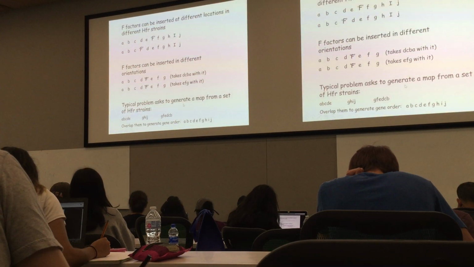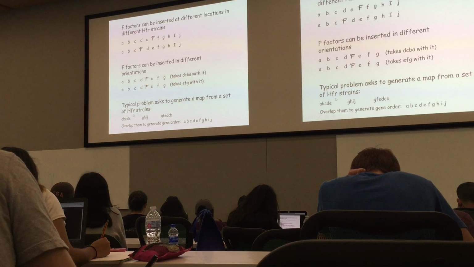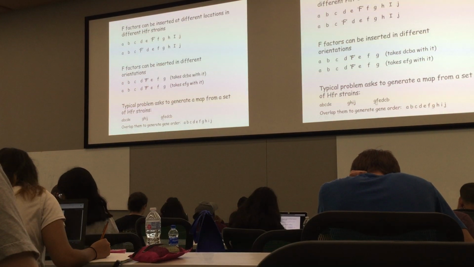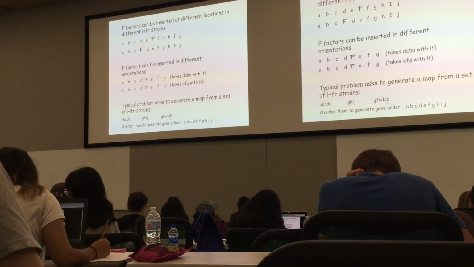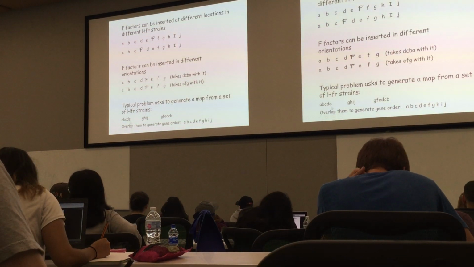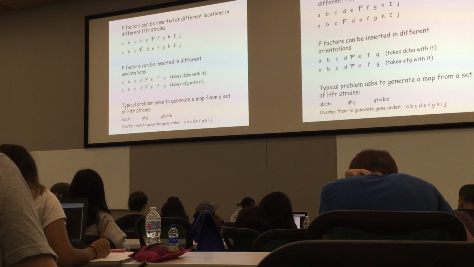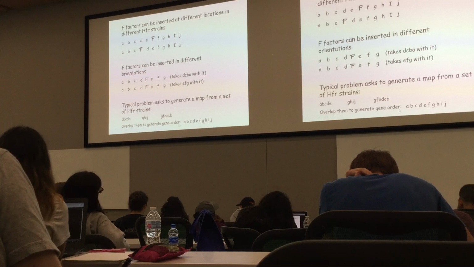Okay, I think I already mentioned this. So typical problems will ask you to generate a map from a set of Hfr strains, A, B, C, D, E, G, H, I, J, G, F, E, D, C, B. It's not that hard. Well, it can be. This one's not that hard. You just kind of line everything up to regenerate, in this case, the alphabet. Okay.